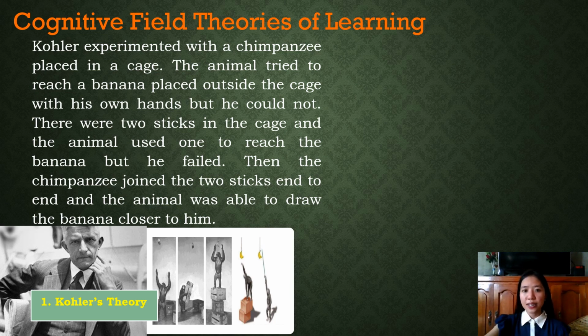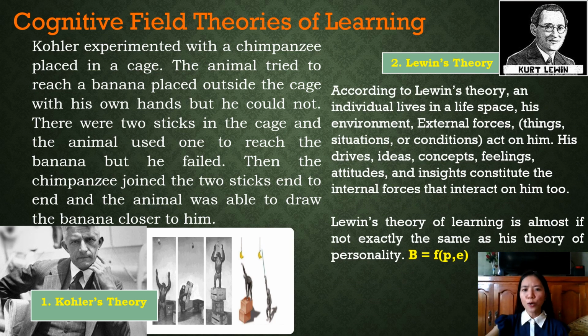Second is Lewin's theory. According to Lewin, an individual lives in a life space. His environment, external forces such as things, situations, or conditions, act on him. His drives, ideas, concepts, feelings, attitudes, and insights constitute the internal forces that interact on him too. The resultant of these two groups of forces, the internal and external, is the behavior of the individual.